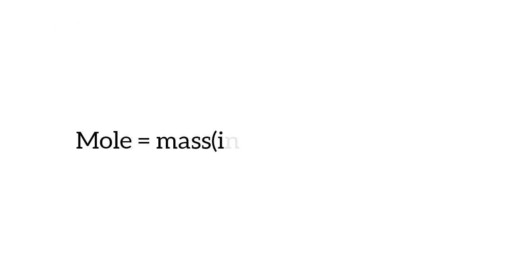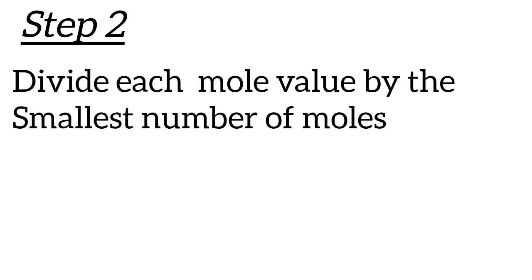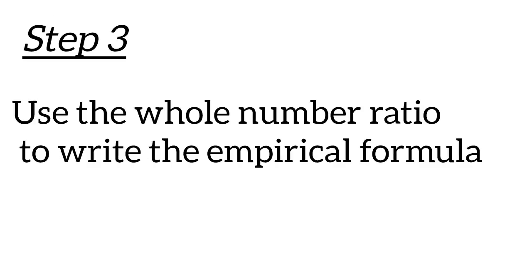Step 2. Divide each mole value by the smallest number of mole. So for the second step, we divide each mole value by the smallest number of mole. Step 3. Use the whole number ratio to write the empirical formula. So for our third step, we use the whole number ratio to write the empirical formula.